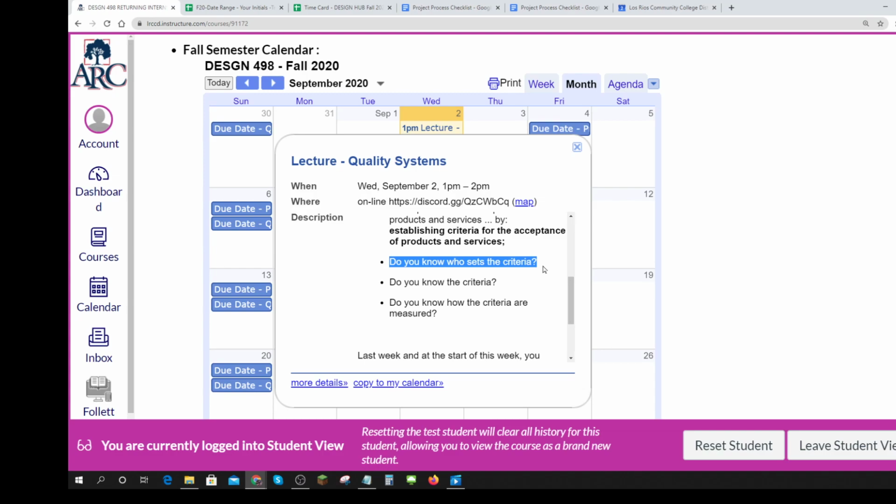The farther up the chain you go, the more you can be an independent worker because you'll know more about the criteria. So at the Design Hub, we try to get you right up as far as you can toward the main source. But the question will be, do you know who sets the criteria, at least for what you have to do? And if you do know who that is, do you know the criteria?